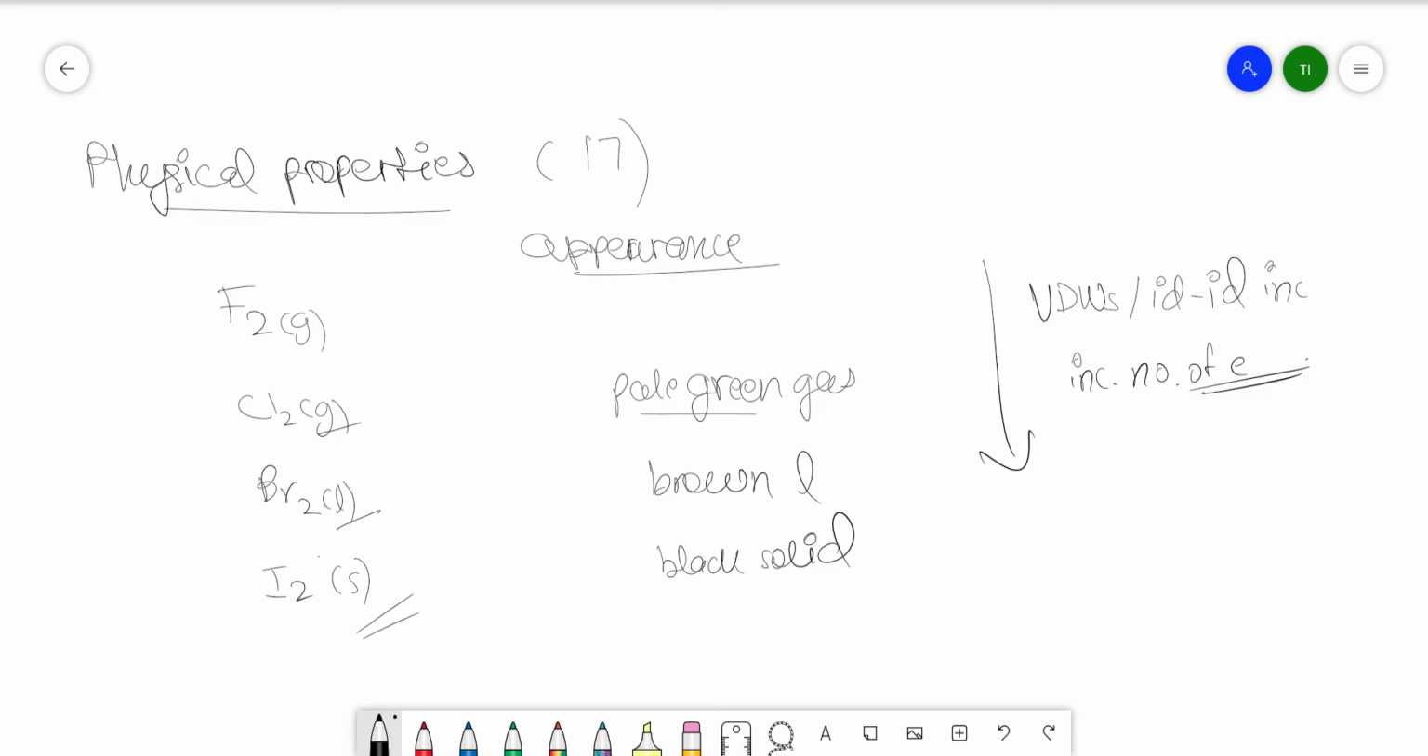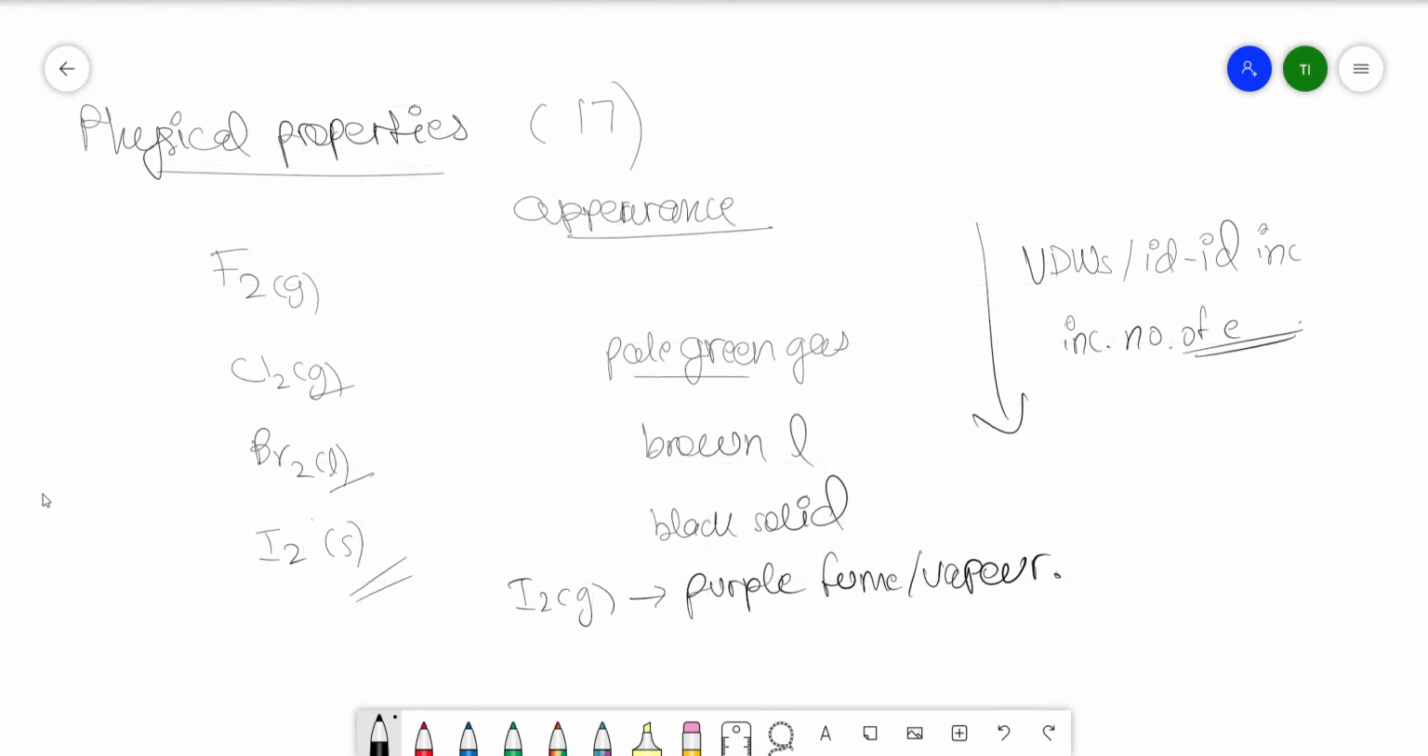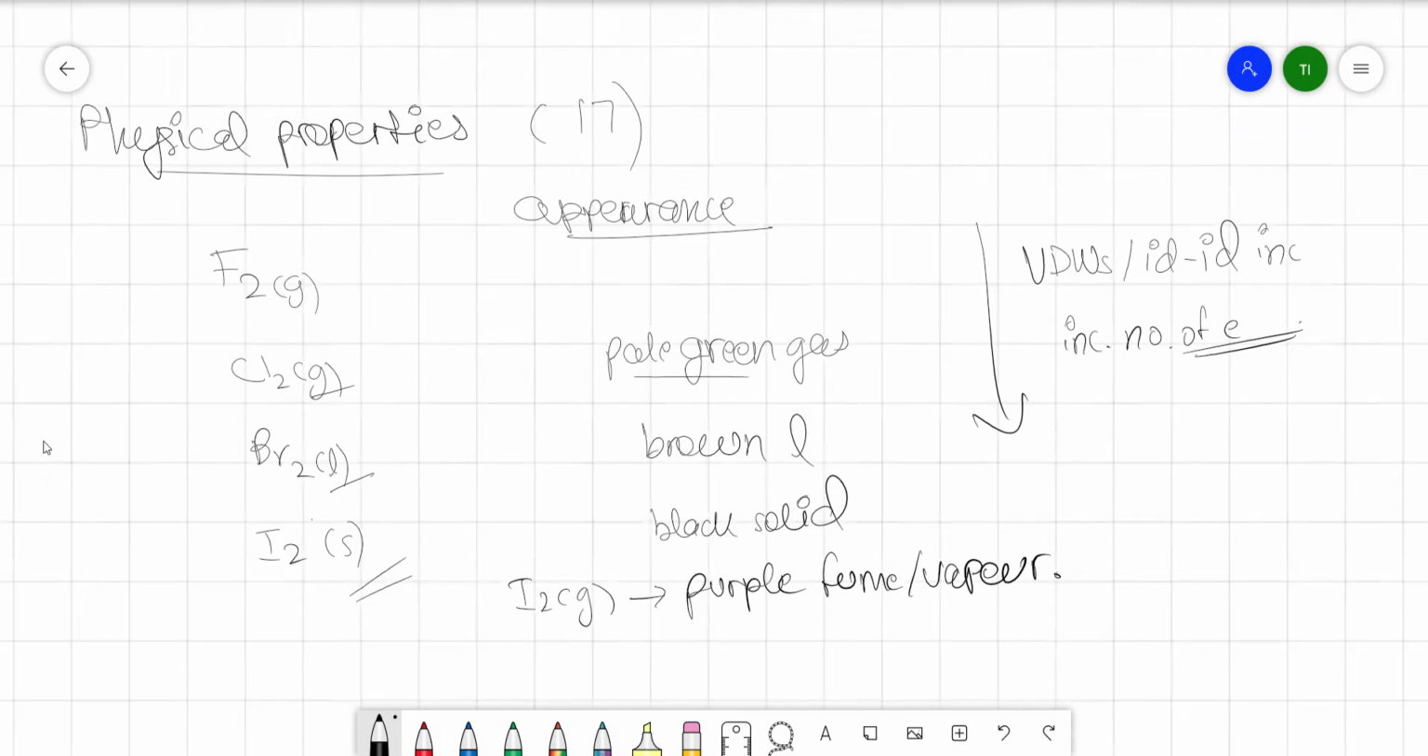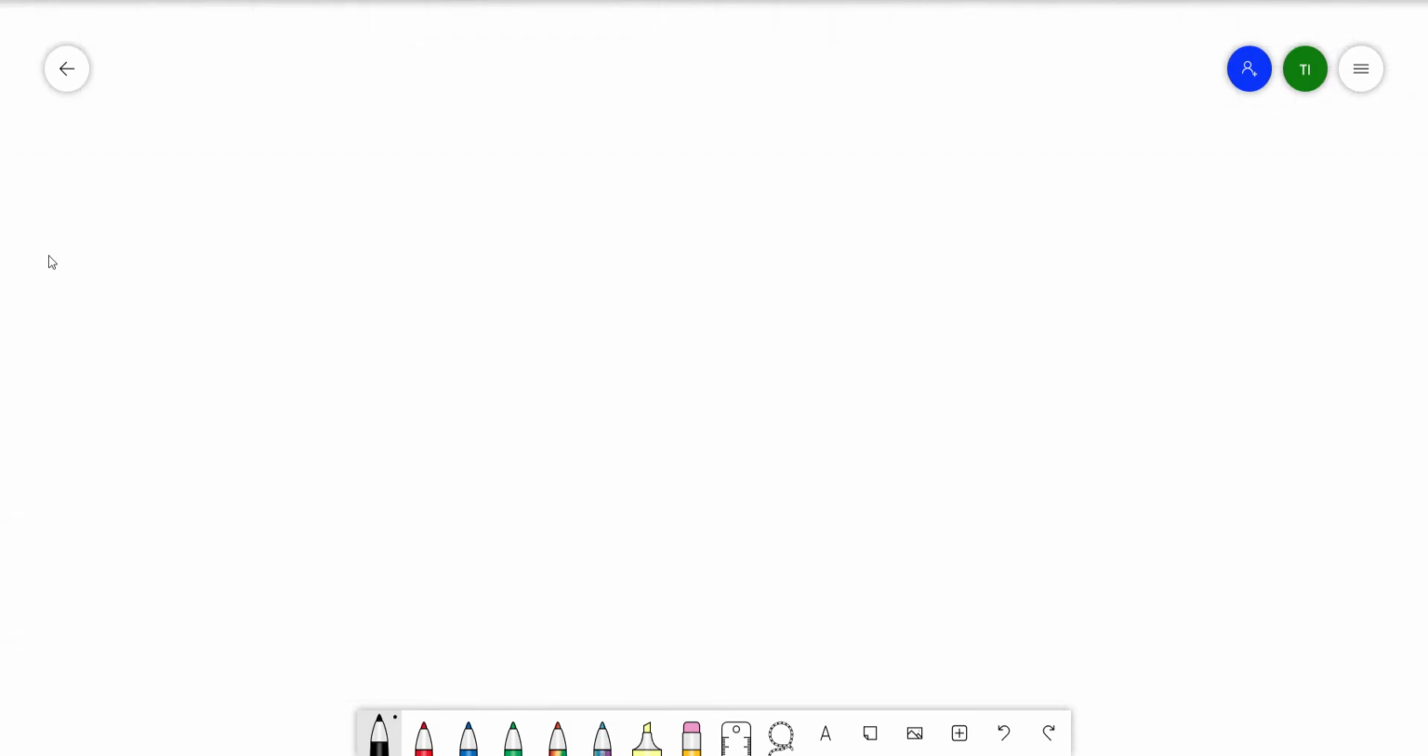Oh, one more thing. In gaseous form, I2 is a purple fume or vapor. Everything I just said is important, and it appears in your AS papers and sometimes your A2 as well. Okay, let's move on. The next part is the reactions with thiosulfate.